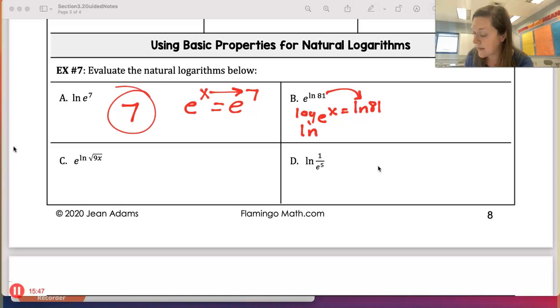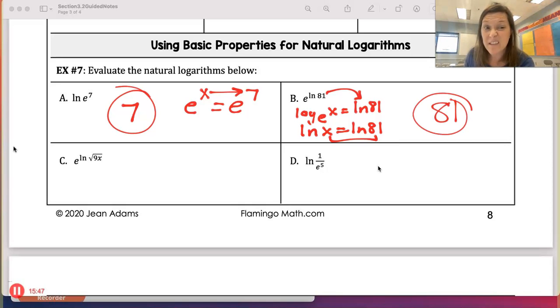Well, that's the ln of x is equal to the ln of 81. So what does my x need to equal to make both sides equal? 81. They just cancel each other out. C, cancel them. Leaves you with the square root of 9x. Well, the square root of 9 is 3, so that's 3 square roots of x.